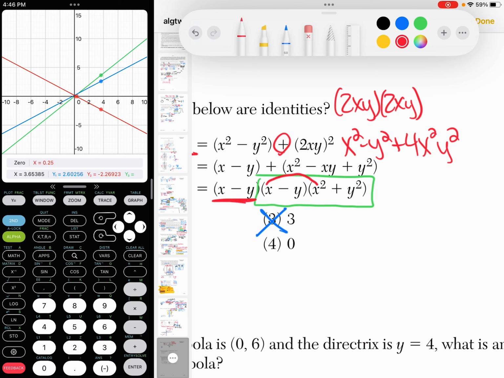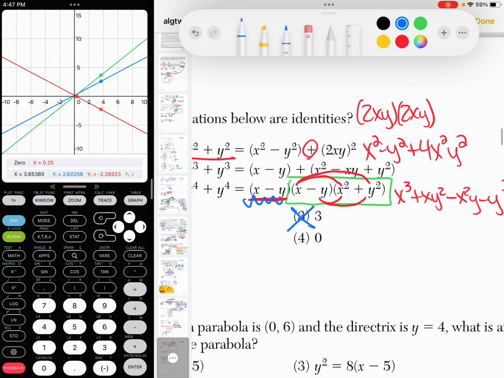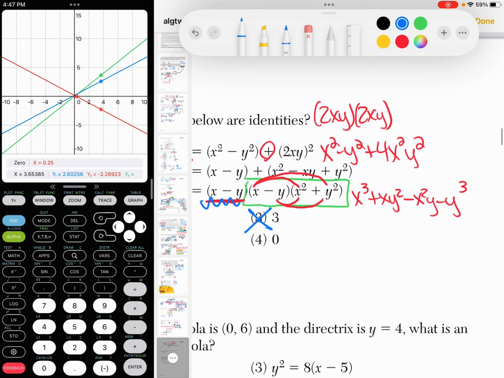I'll bring it down after. But when I distribute this out, I'm going to get an x to the third plus xy squared. Then I got minus x squared y, and this will be a minus y to the third. Now, if you can combine like terms, you would, but we can't, so that's what we have. So now I still have this there. I'm going to multiply that through. So I'm going to just bring this down, work smarter, not harder, and bring this in front of it, x minus y.